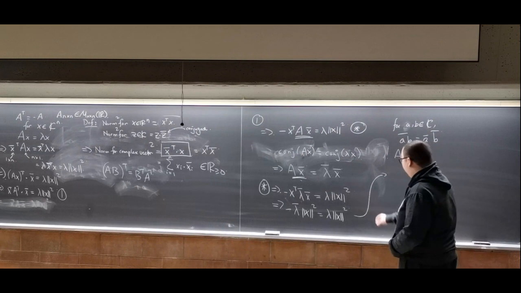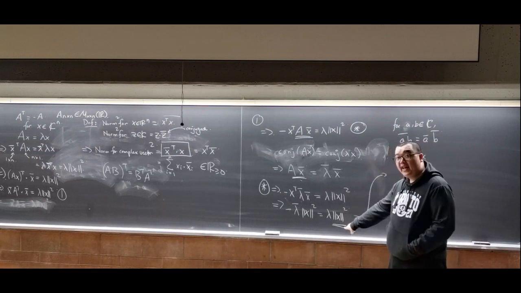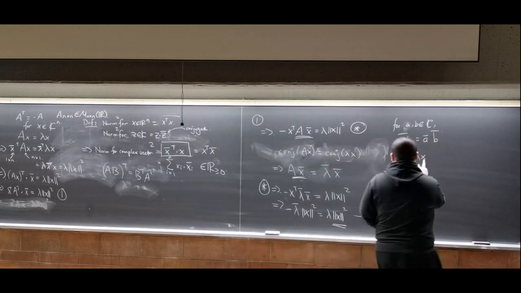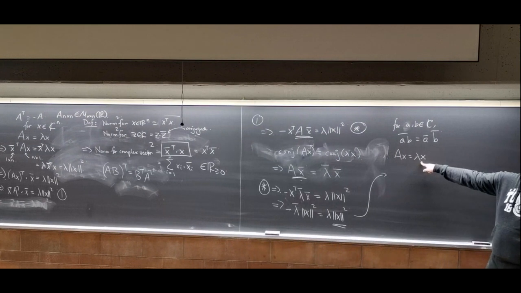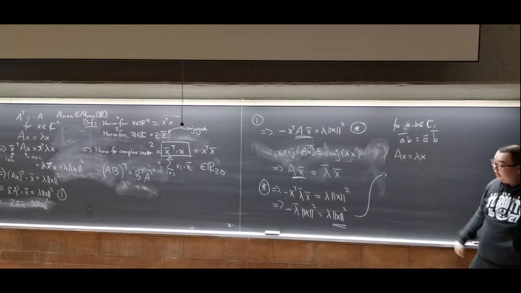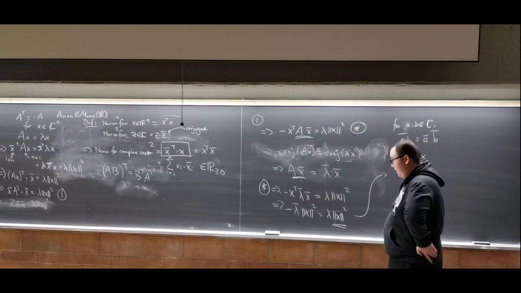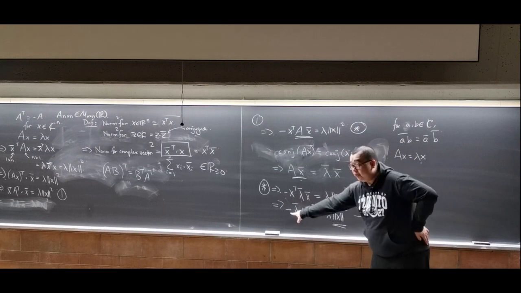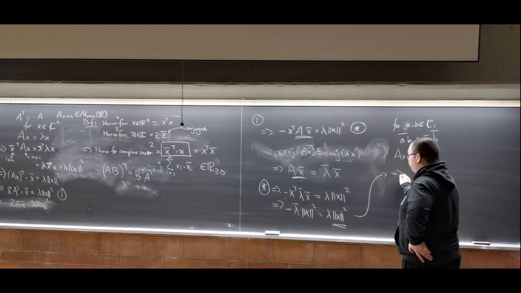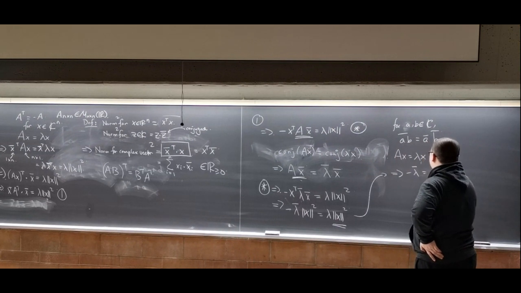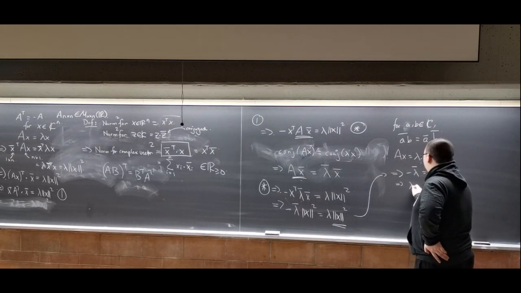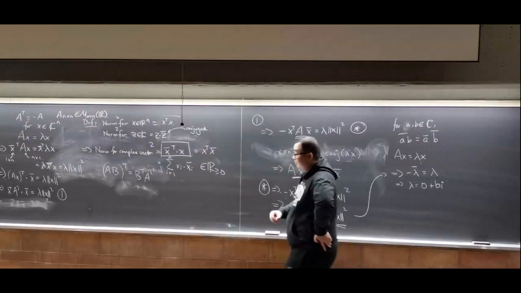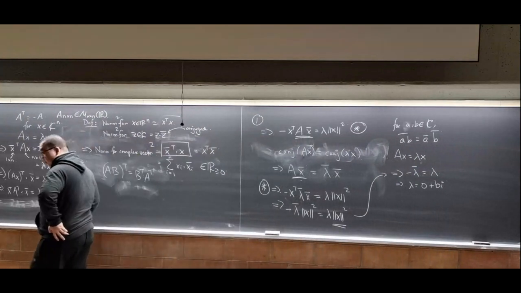Now realize that the norm of X cannot be 0, because X is an eigenvector. Since X is an eigenvector, then by definition it is not a 0 vector. If it is not a 0 vector, then its norm cannot be 0. So this does not equal 0. But these two are equal, that means these two have to be equal. Minus lambda bar equals lambda, which implies lambda equals 0 plus bi, which means it is either 0 or it is purely imaginary, as wanted.